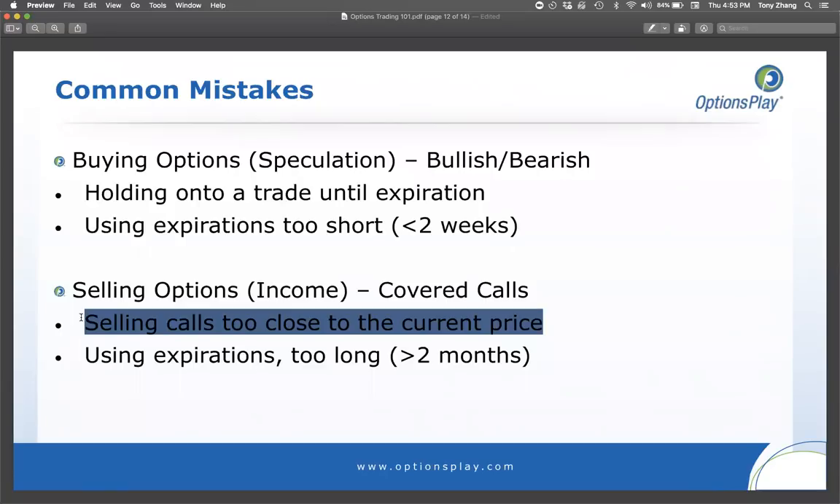So you generally want to sell calls that are relatively far away from the current price. And we talk about that in our covered call webinar. So if you want to learn more, please take a look at that.